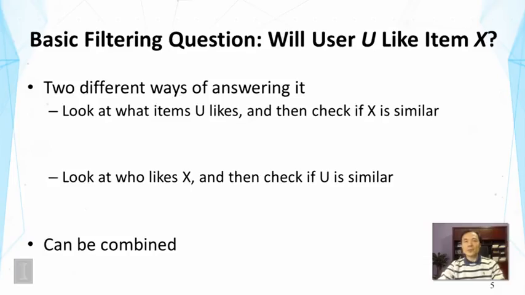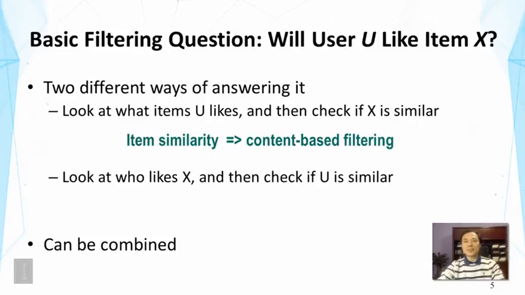So the basic filtering question here is really, will this user like this item? Will you like item X? And there are two ways to answer this question if you think about it. One is to look at what items you like, and then we can see if X is like those items. The other is to look at who likes X, and we can see if this user looks like one of those users, or like most of those users. And these strategies can be combined.